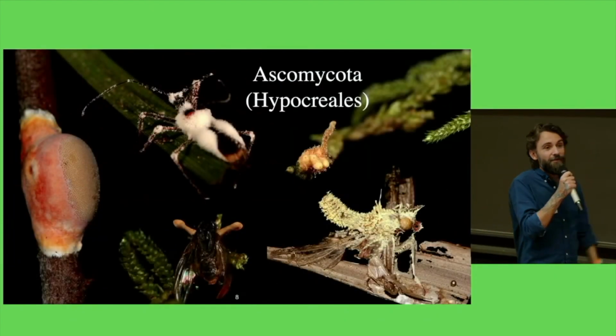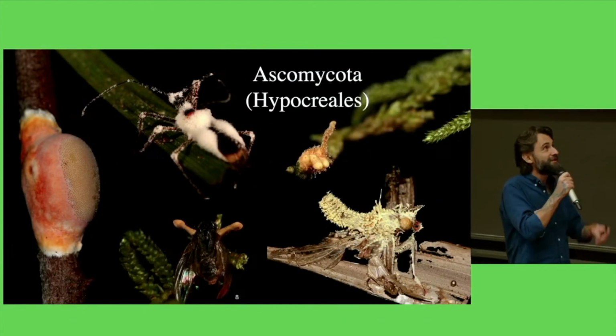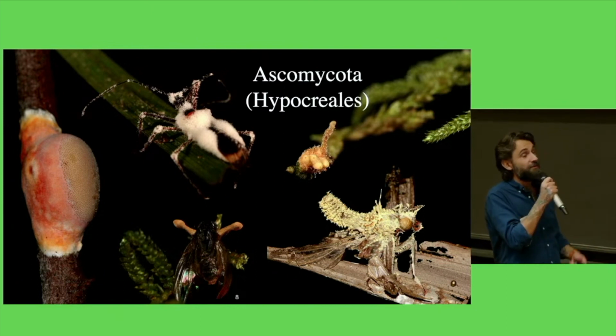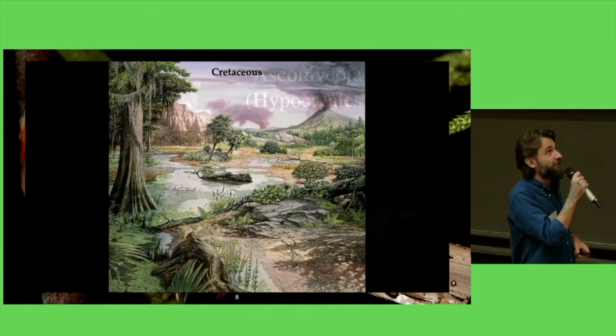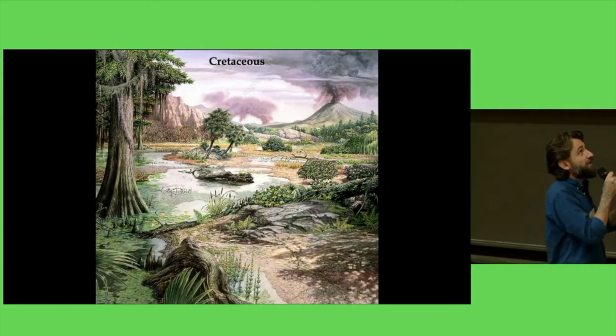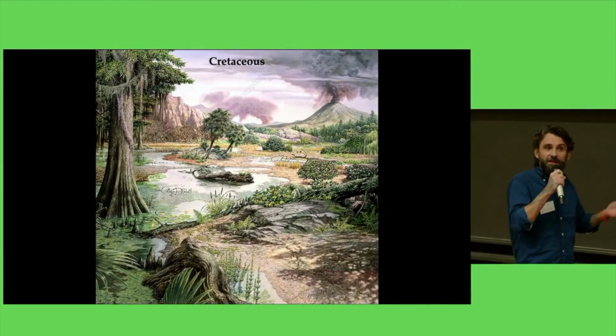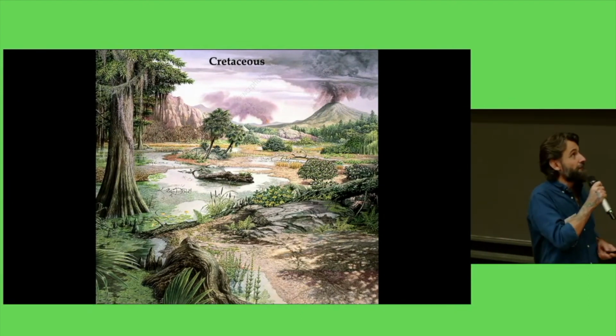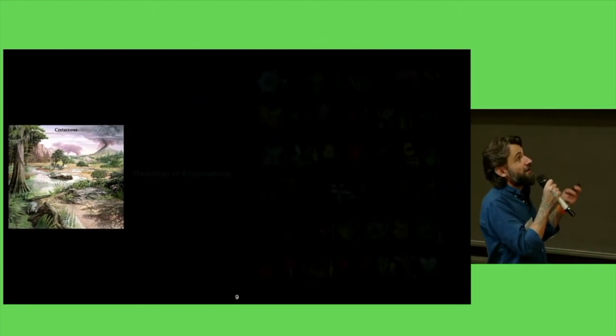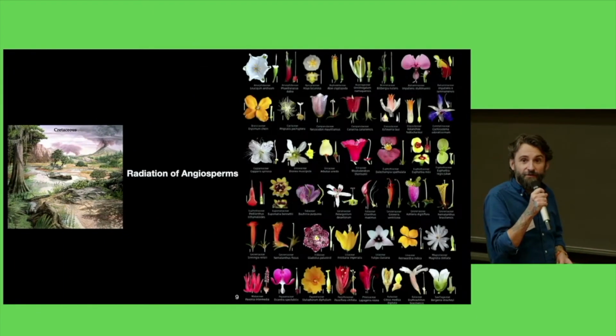And we have my favorite group, which is within the ascomycetes, the hypocrealian fungi. It's a very diverse order of fungi. And they evolved back in the Cretaceous, around 130 to 150 million years ago, when the flowering plants were also evolving.